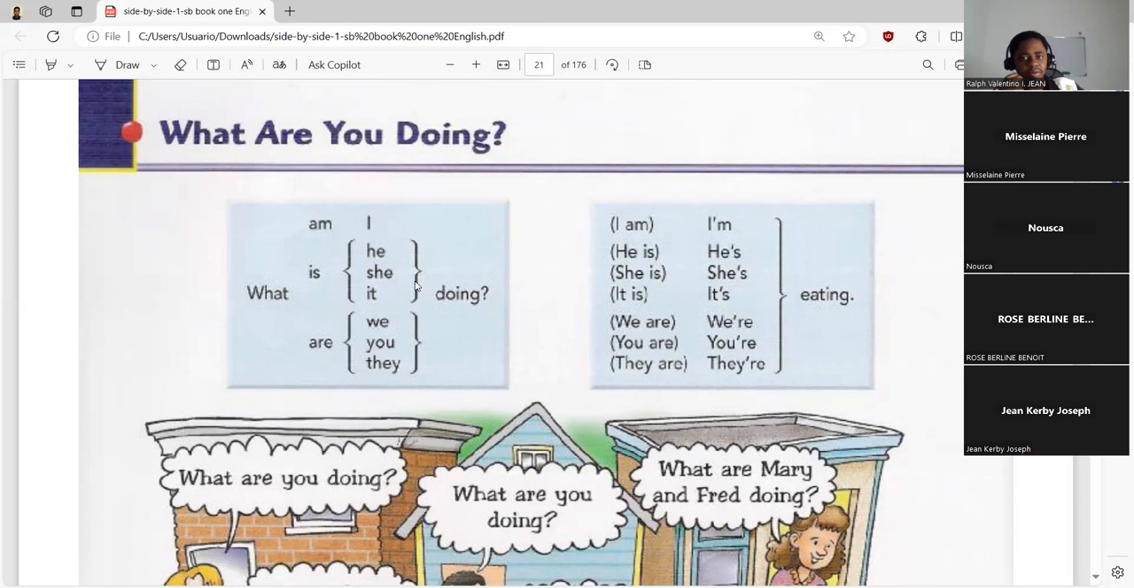What are you doing? What am I doing? What is he doing? What is she doing? What is it doing? What are we doing? What are you doing? What are they doing?